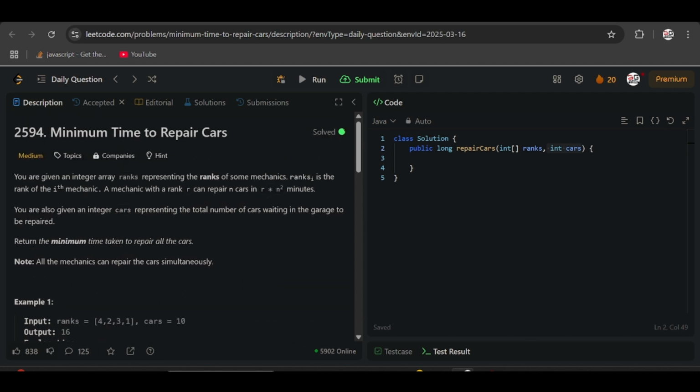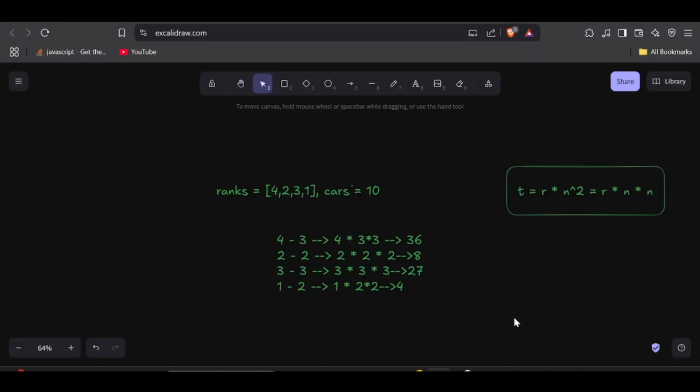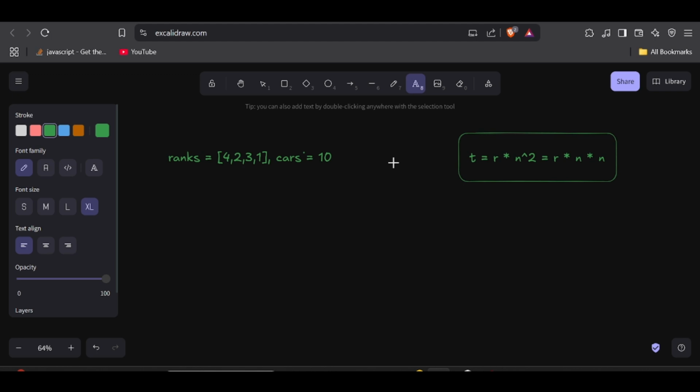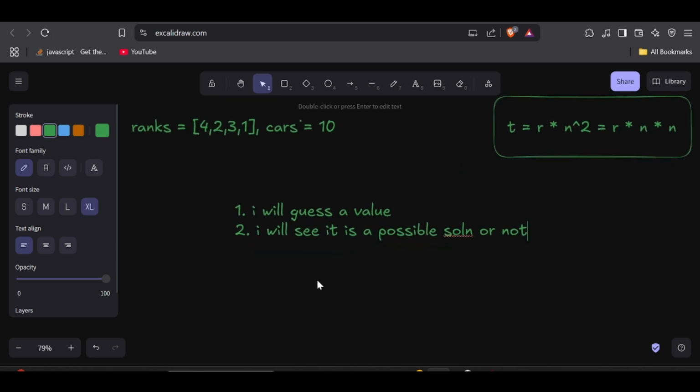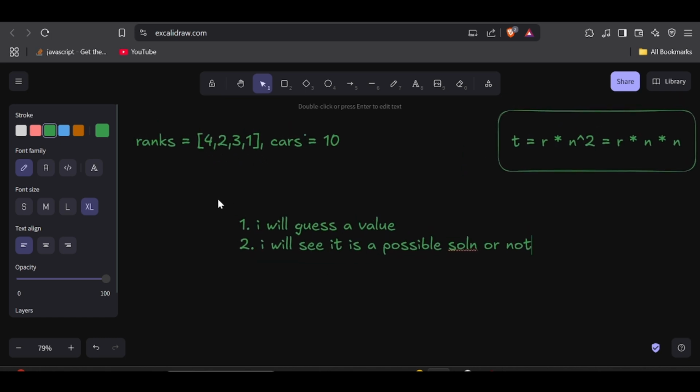Now let's see how we are going to approach this question. In this question, we are going to use binary search. How binary search? We will see. I will split this question into two parts. First of all, I will guess a value. Second thing, I will see whether it is a possible solution or not. Just as in any binary search question I have explained before, it is similar to that: first of all guessing a value and then checking whether it is a possible solution or not.